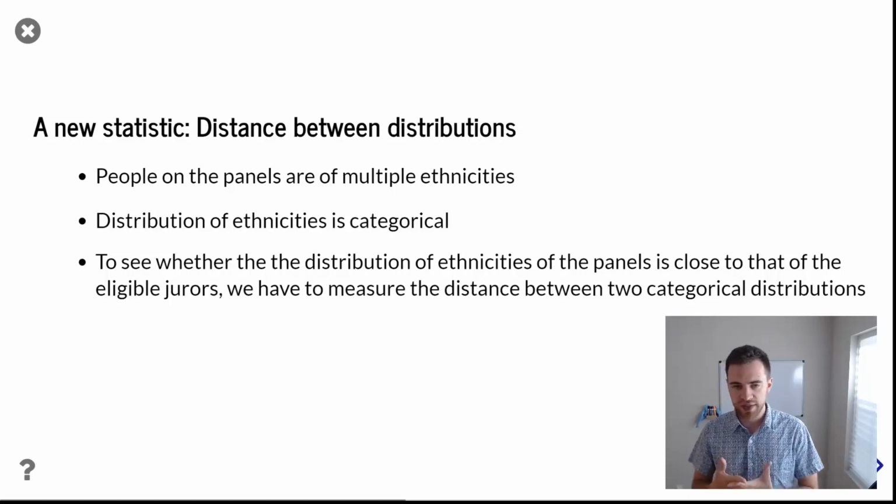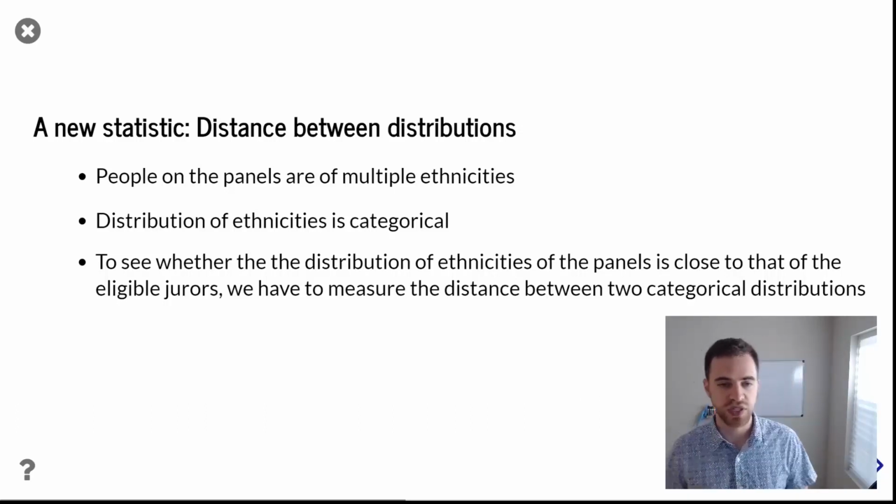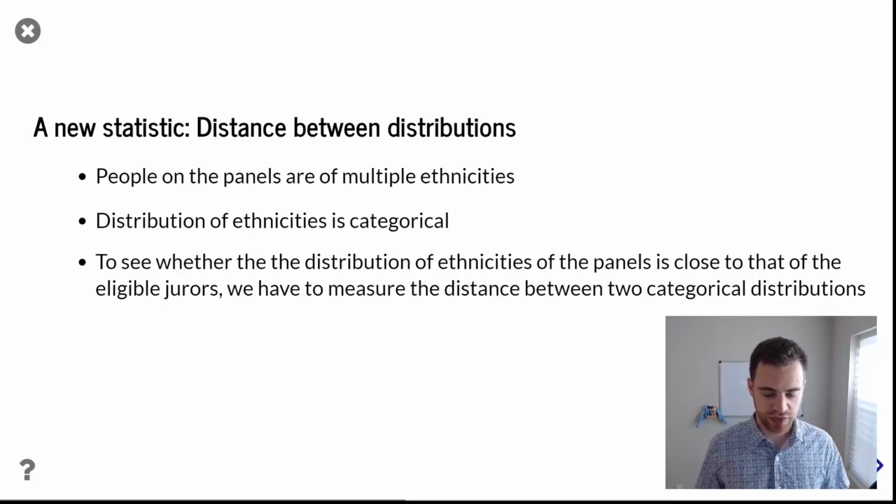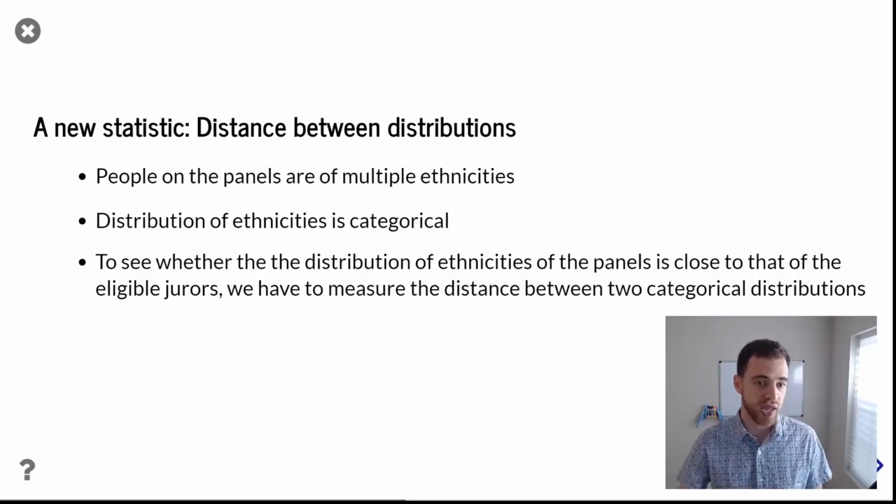To quantify the difference between the 2 distributions, we're going to come up with a new statistic. What we have here is a categorical distribution. We have several categories, and then we have the percentage of people who fall into each category. What we want to do is measure the distance between two categorical distributions, or if you want to think of it this way, the difference between two histograms, or the distance between two bar charts.